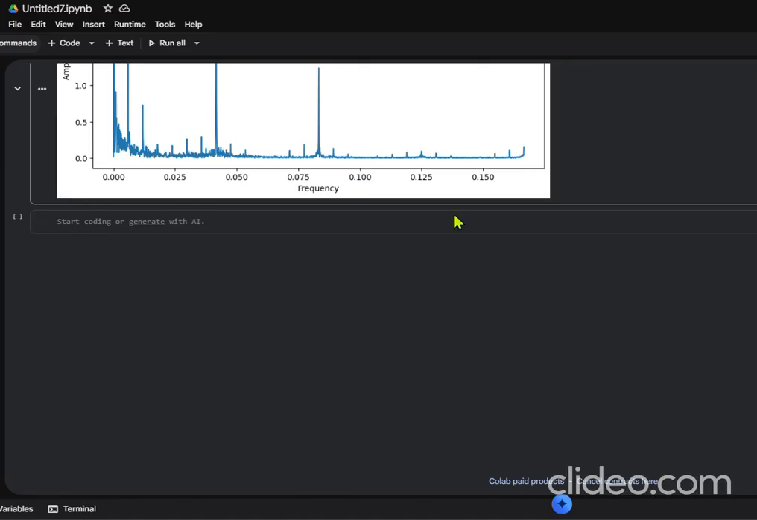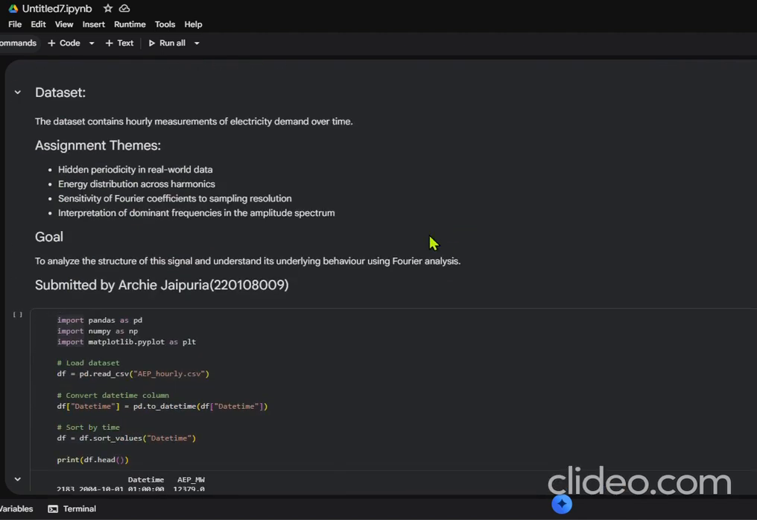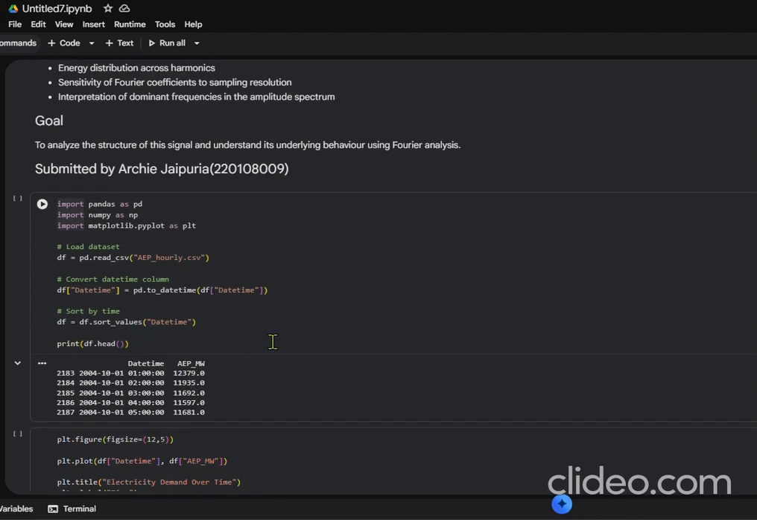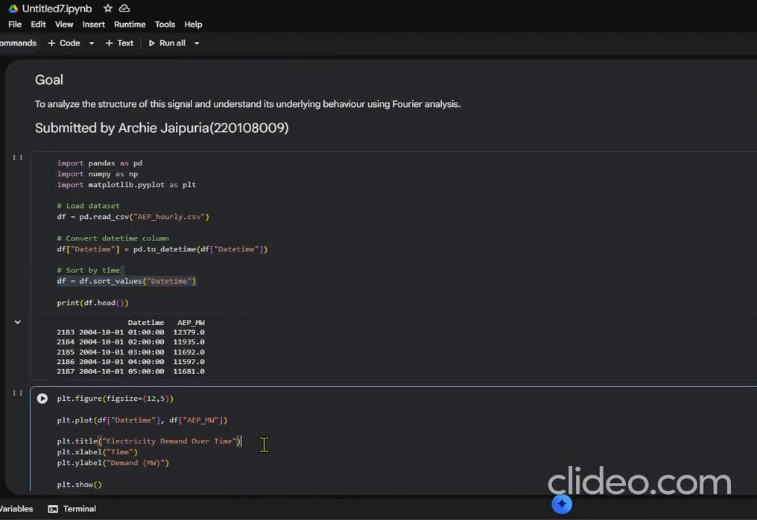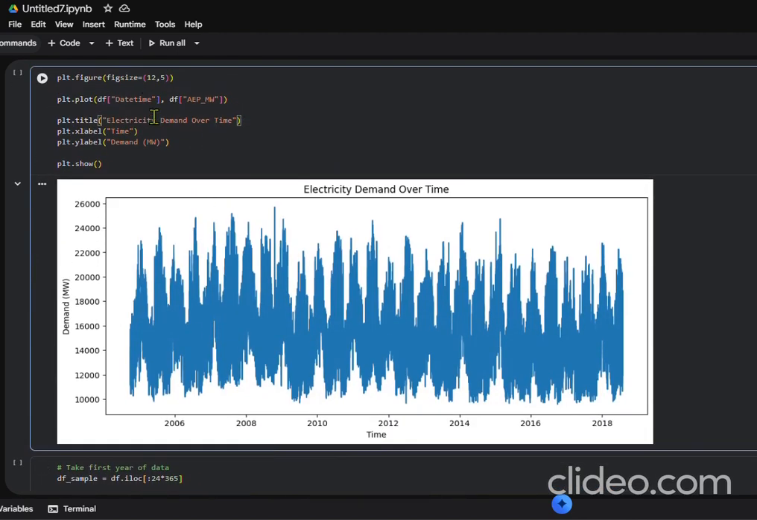Now, I'll demonstrate the computational implementation in Python. First, the dataset is loaded and the date time column is converted into a proper time format. We then sort the data to ensure that the signal is ordered chronologically. The electricity demand values are stored as a numerical signal for analysis.